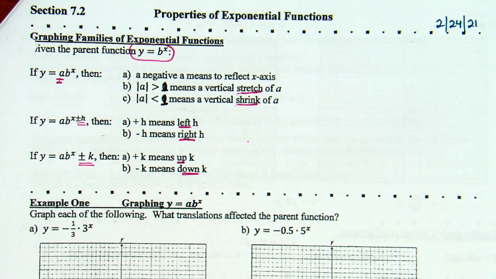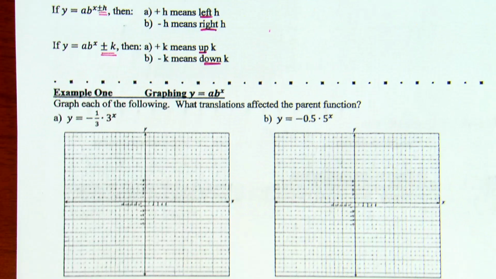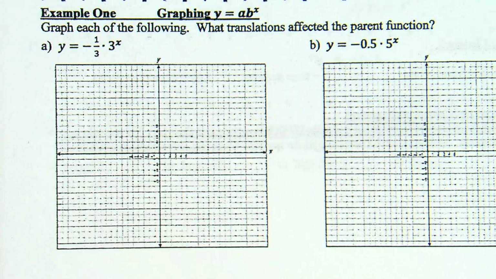Now, let's look at example A. As I said, we're doing about every other graph here. I'm not doing all of them. So let's look at example A. Graph each of the following and what translations affected the parent function. So we have y equals negative 1/3 times 3 to the x. So what transformations do you see here?